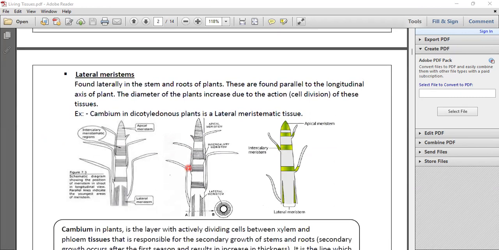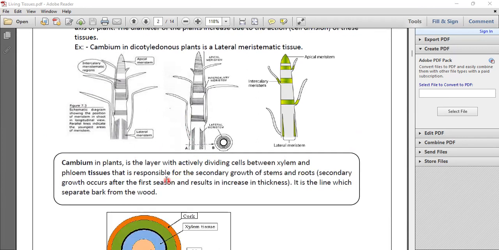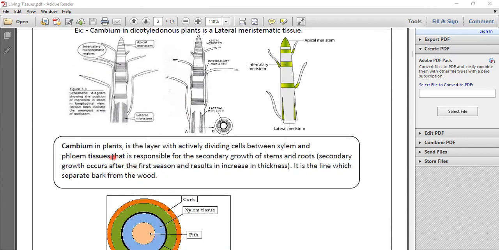If you have heard of the xylem and phloem, right? Then the tissue which is in between the xylem and phloem is called the cambium. Okay, right, like this. Now see here. Cambium in plant is a layer with actively dividing cells between the xylem and the phloem tissues that is responsible for the secondary growth of the stems and the root. Secondary, okay, that is the thing, right?